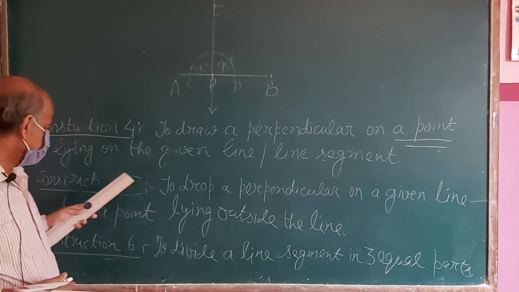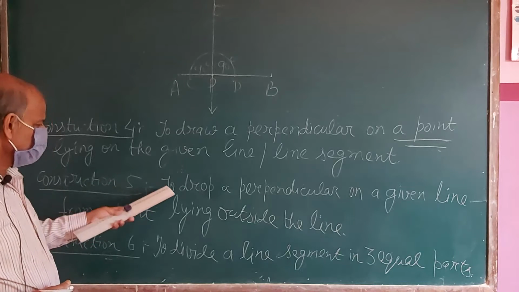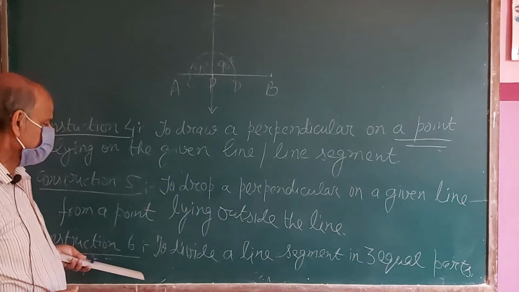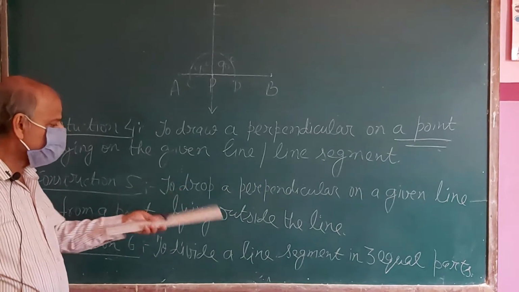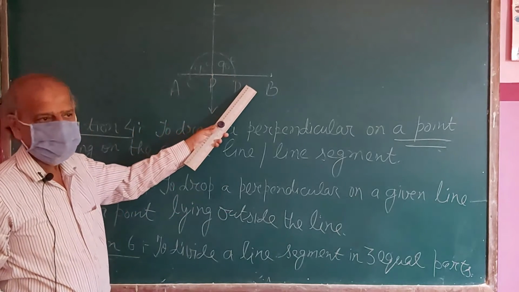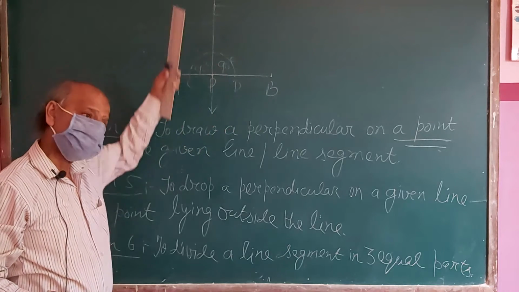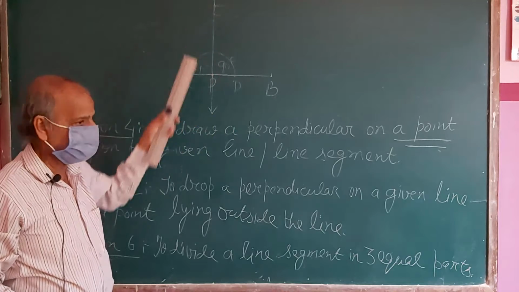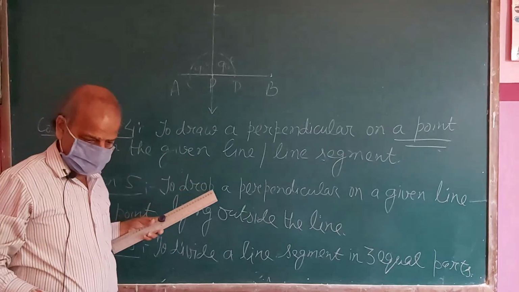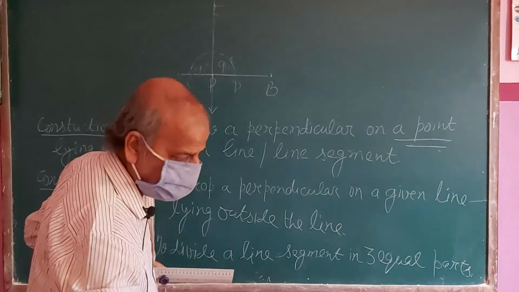Now, I will come to my fifth construction. You can read it. It is very interesting. To drop a perpendicular on a given line from a point lying outside the line. The line is the same, it may be a line segment also. The point is not on the line itself, it is lying outside the line. It may be at the top or at the bottom. There are two methods available for this. I will deal with both the methods.